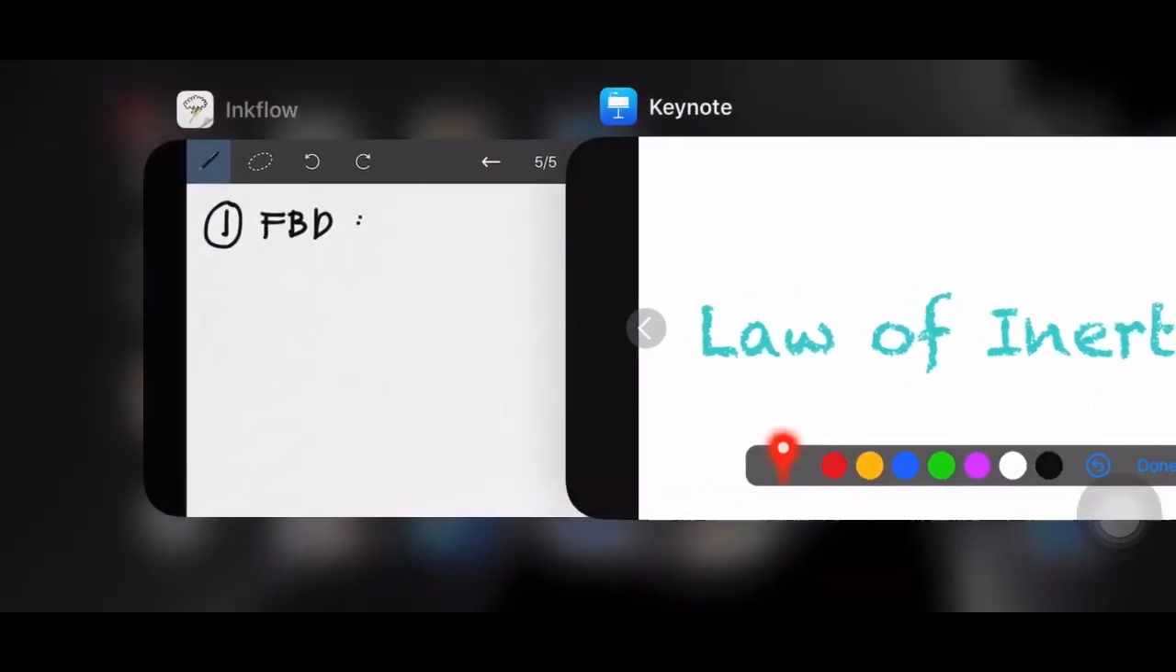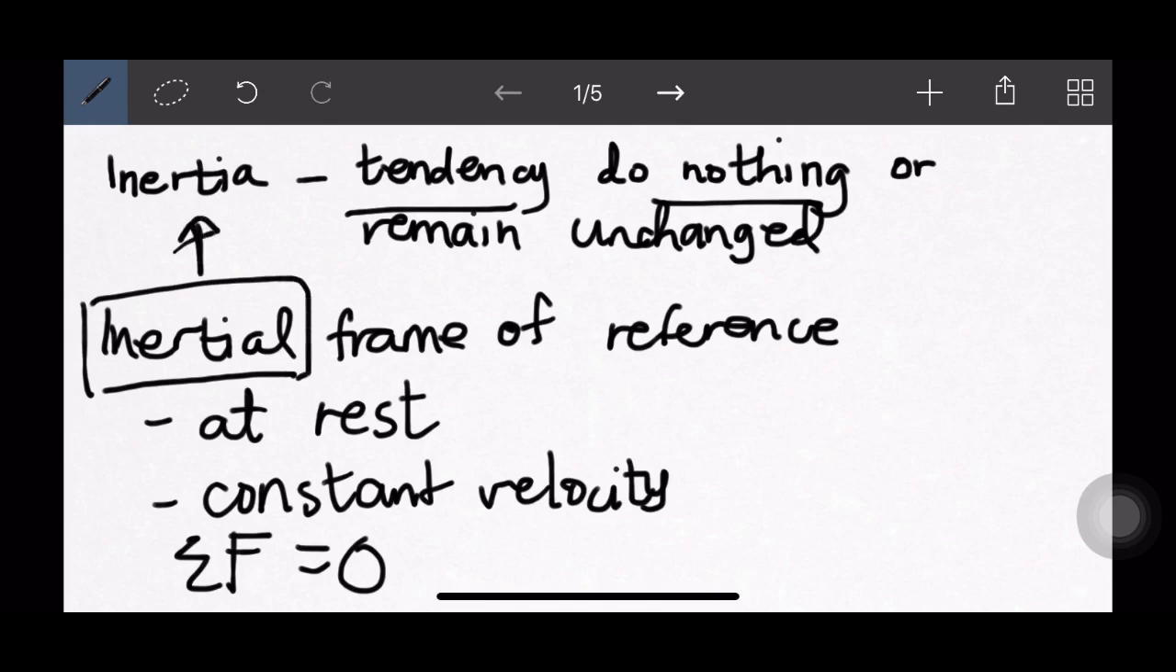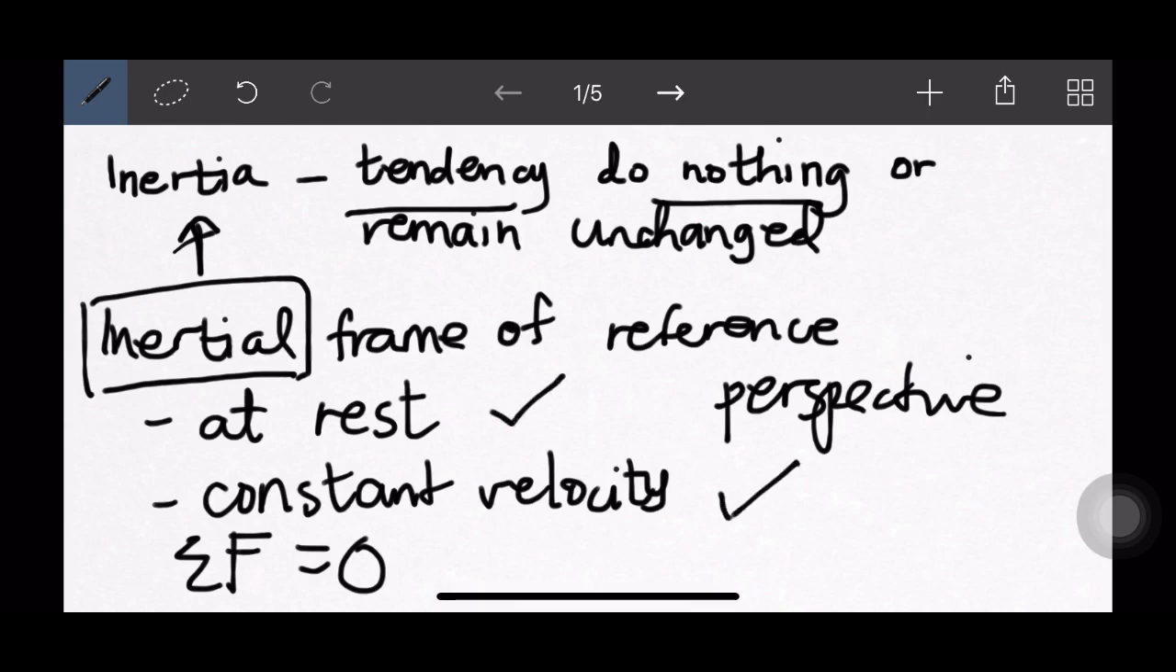So what is inertia, by the way? Inertia is the tendency to do nothing or to remain unchanged. And the first law is in the inertial frame of reference. From the words inertial frame of reference, this is the perspective that the object is at rest or in constant velocity, and therefore the net force is equal to 0.